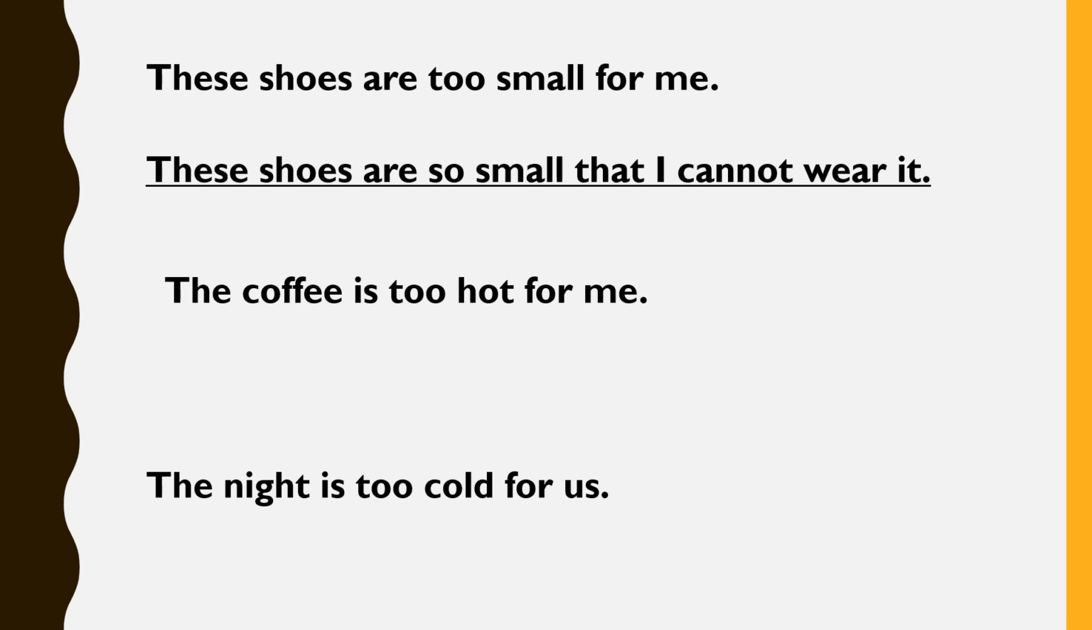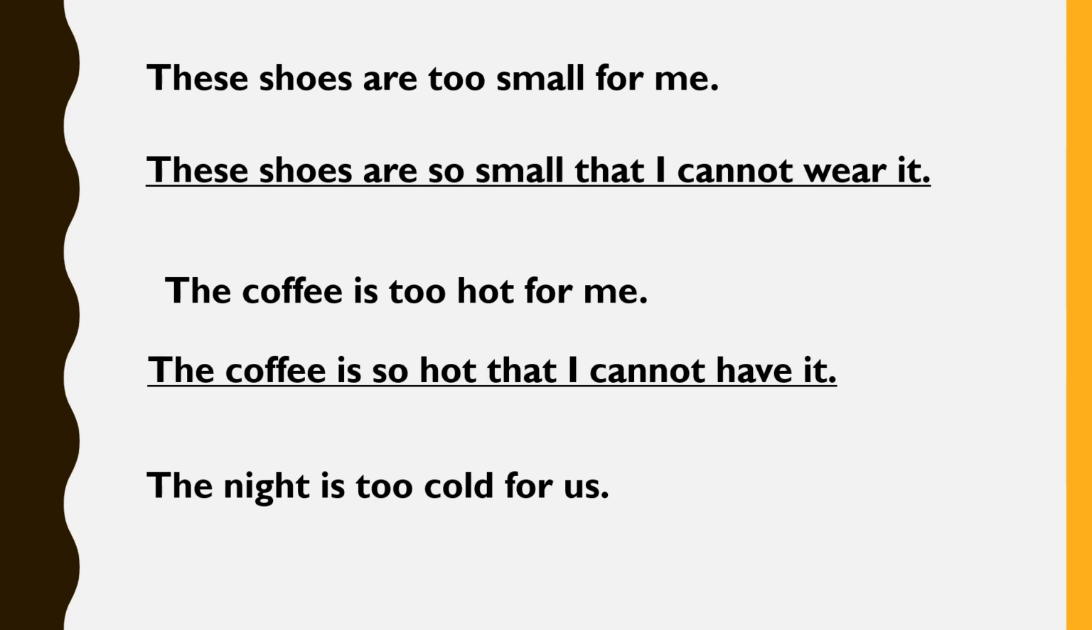Let's see another example. The coffee is too hot for me. The sentence means that the coffee is very hot or extremely hot than proper. So will anyone be able to drink an extremely hot coffee? No. So when we remove "too", our sentence will be, the coffee is so hot that I cannot have it.